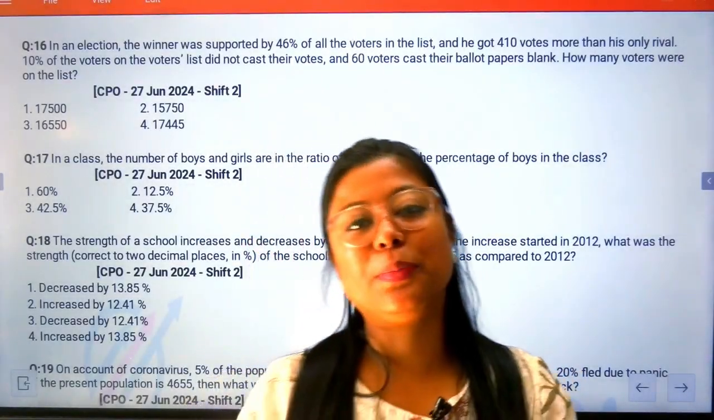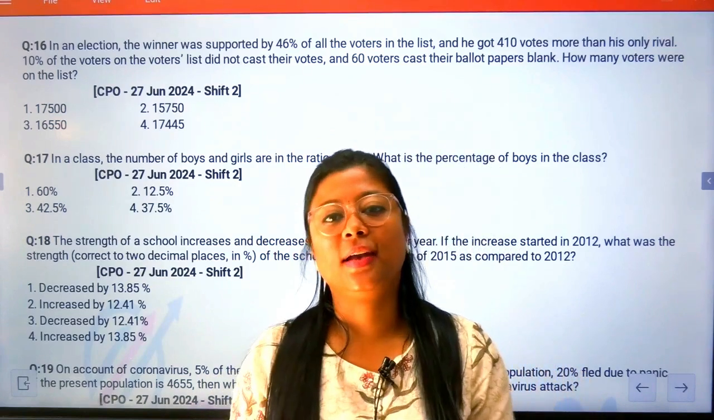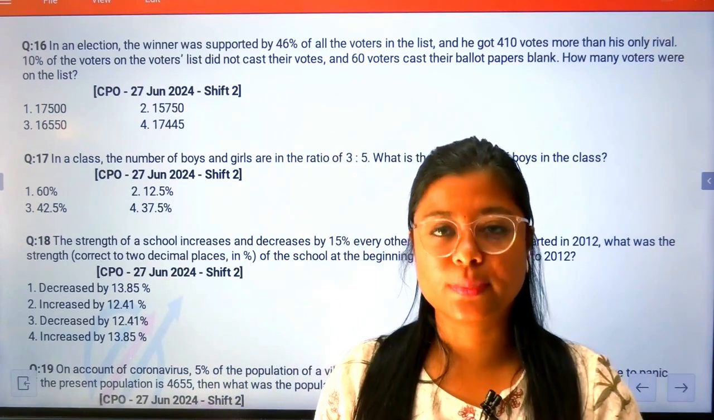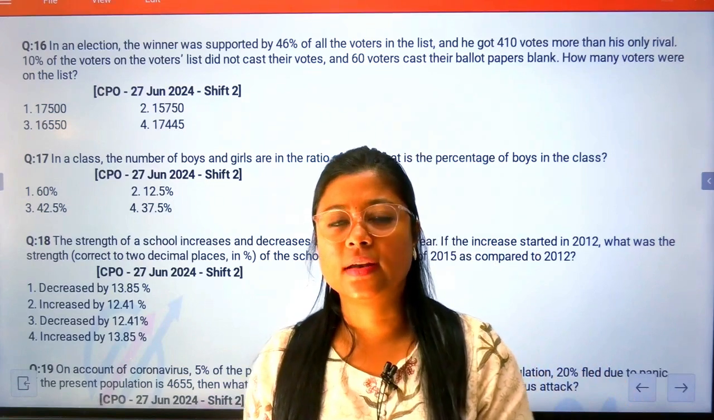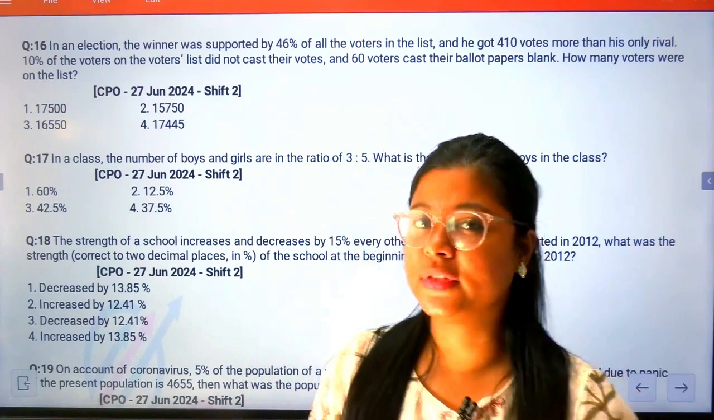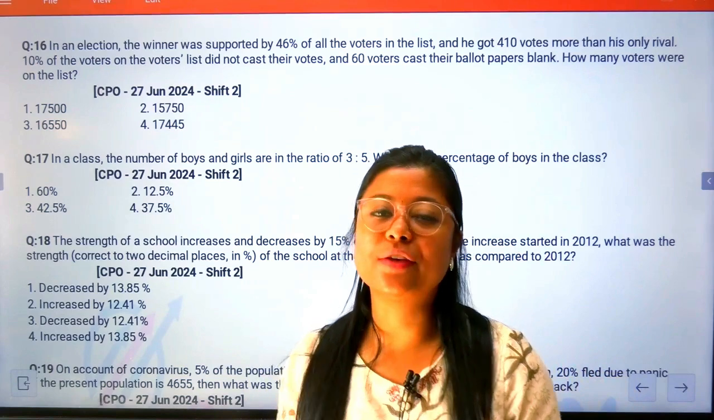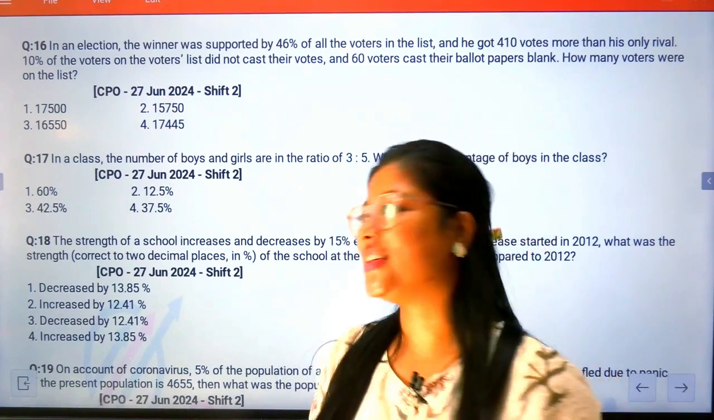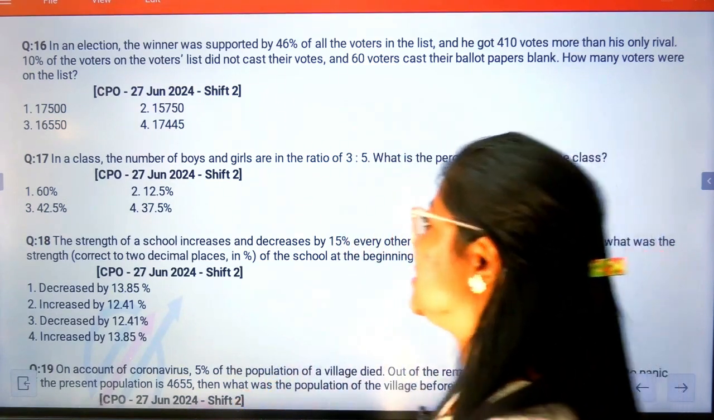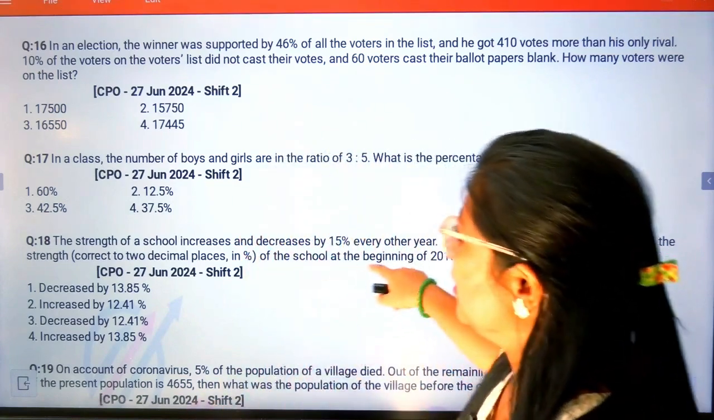So today I have come up with the practice session and we have already solved some questions from the PDF, isn't it? So in our previous session, I think we have solved till question number 15. So we'll start from question number 16 onward, okay? So let's get back to our questions. So question number 16 is here.